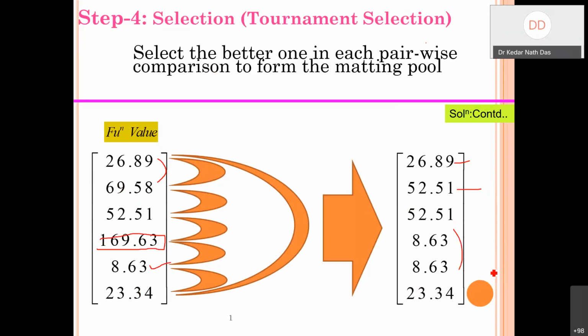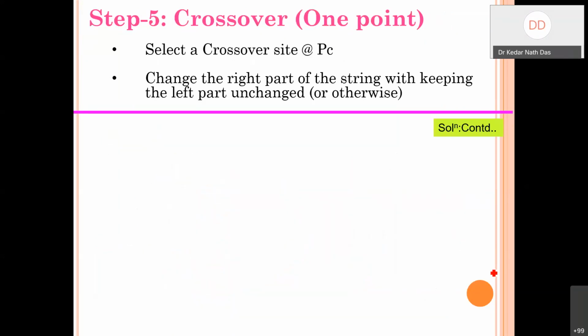So that is what is called survival of the fittest, Darwin's theory, based on which it is called a genetic algorithm. The best one survives always, but the worst individual dies off. That is Darwin's theory.